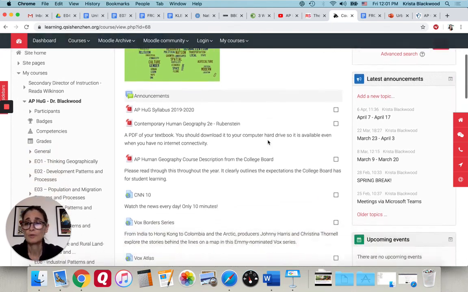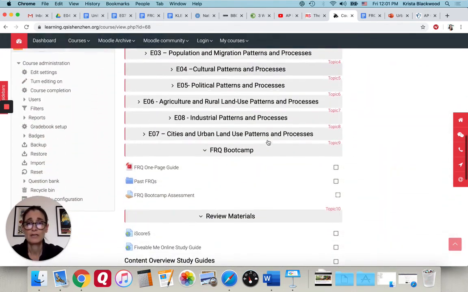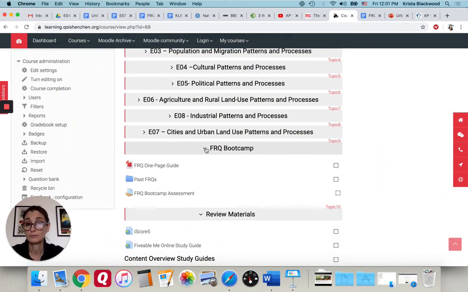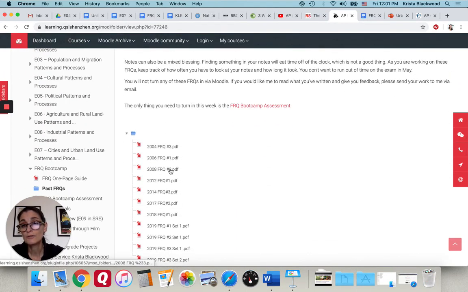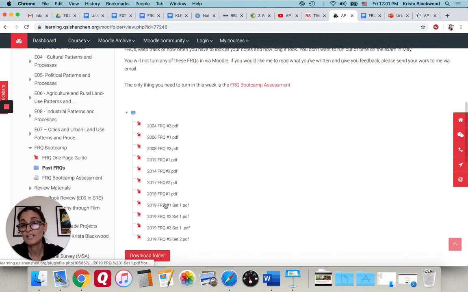So here's my Moodle page, right? And down here is this FRQ Bootcamp. I have given you several. This was what we're supposed to be doing for the past 2 weeks. So if you open this past FRQ folder, you get all these instructions. So what I've given you here is 1, 2, 3, 4, 5, 6, 7, 8, 9, 10, 11 FRQs. So you can read the FRQ, write the FRQ, and then you've got the grading rubric in this PDF so that you can grade your own FRQ.